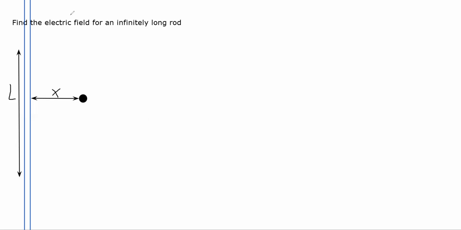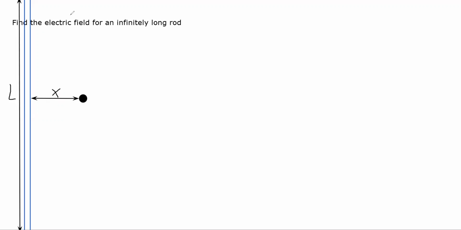If that distance x was so much smaller than the actual length of the rod, because this length would be very big, so we're looking at when L is much, much greater than x, then from that perspective, that rod essentially is infinity. You're so close to it that the rod looks like it goes on forever, downwards and upwards. So it's an infinitely long rod.